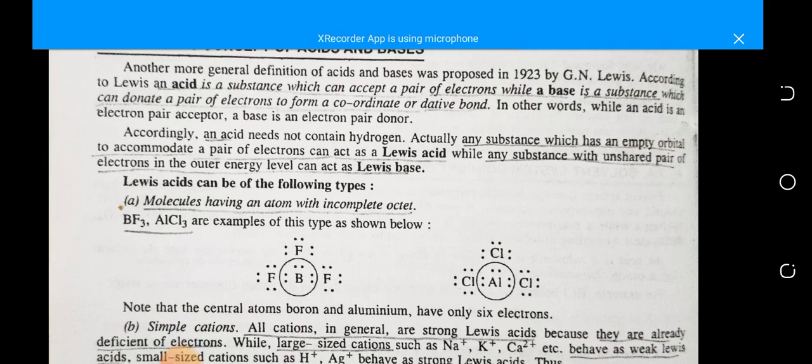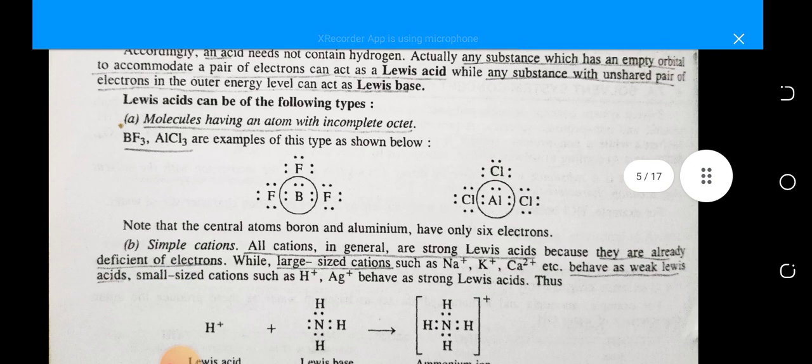According to Lewis, an acid need not contain hydrogen. Actually, any substance which has an empty orbital to accommodate a pair of electrons can act as a Lewis acid, while any substance with an unshared pair of electrons in the outer energy level can act as a Lewis base. Lewis acids can be of the following types.